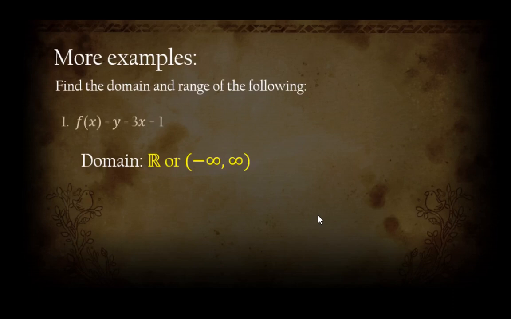So for more examples, we have f of x equals y equals 3x minus 1. The domain and range are all real numbers because that is a linear function. Earlier, for the linear function, all of its domain and range are real numbers. In interval notation, we write it as negative infinity up to positive infinity. Same with the range as well.